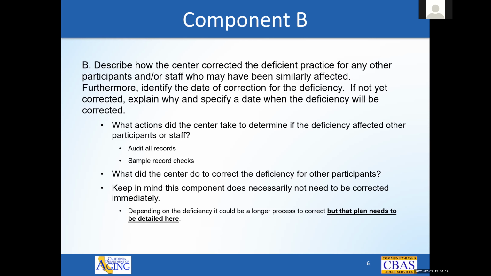In this component, a plan of correction coordinator will look for the following. What actions did the center take to determine if the deficiency affected other participants or staff? In a sense, this is your approach to determining whether the issue was a systemic problem or just a one-time offense. So in this section, we will want to see your approach, such as an audit of all the records, a review of sample records, so on and so forth.